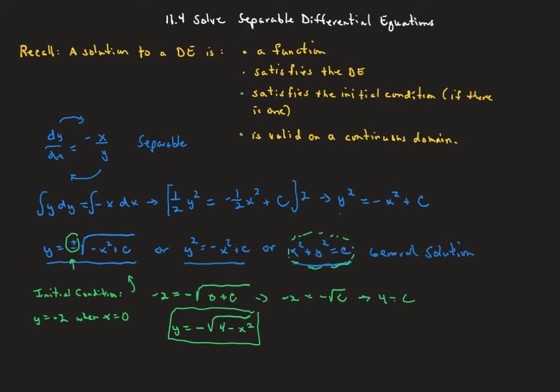Okay, let's try another example. So I'm going to go to a new screen, and we'll start with the differential equation. dy/dx is going to equal 3y. So we are going to begin again by separating the variables.